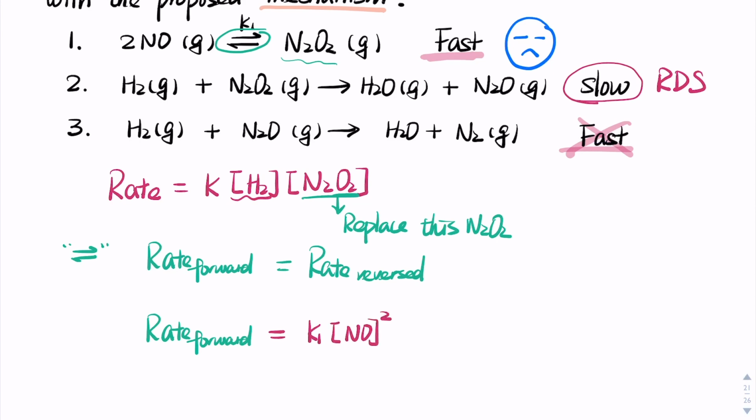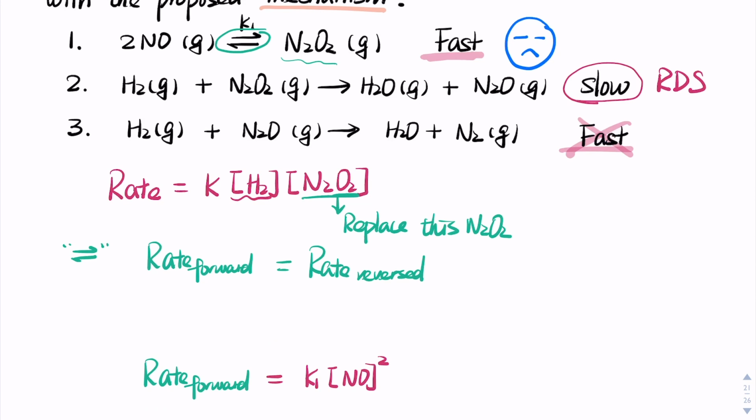You go, how did you do that? Let me write out this forward reaction for you. I'm looking at the first step: 2 NO goes forward to give N2O2. In order to write down the rate law, you recognize that I have this NO, and now I square it. So that's how it happened.